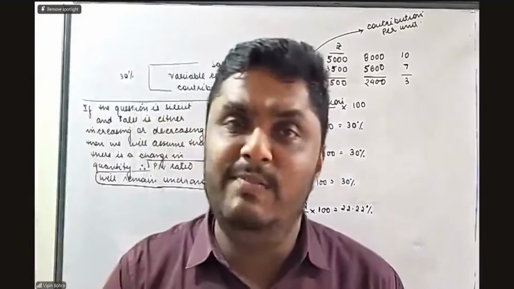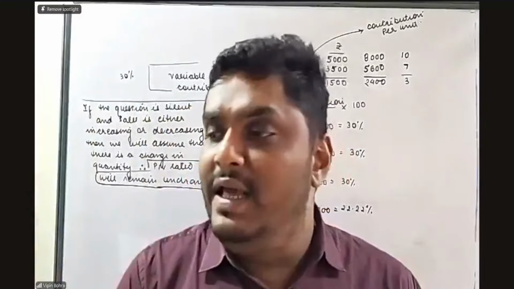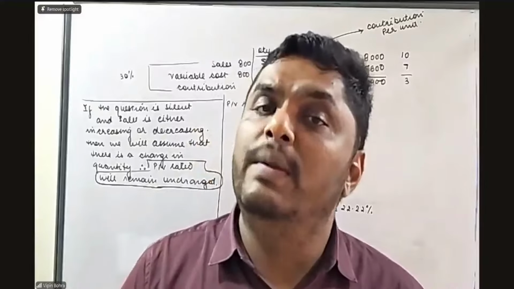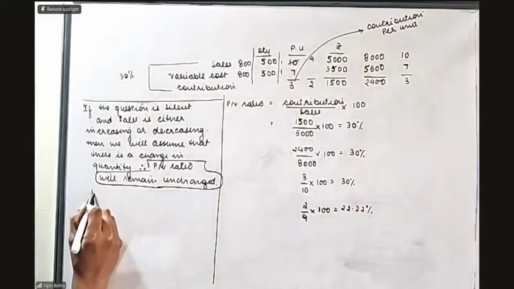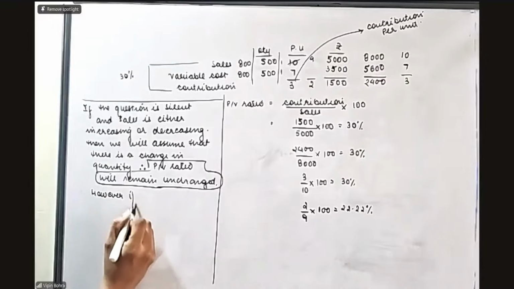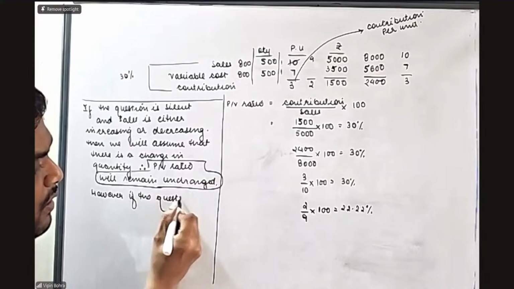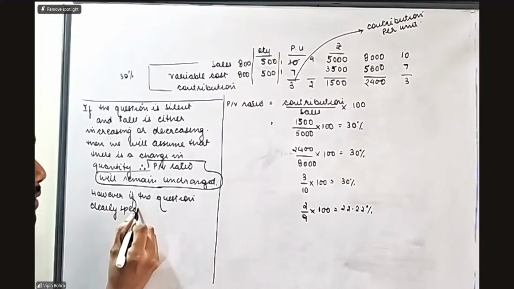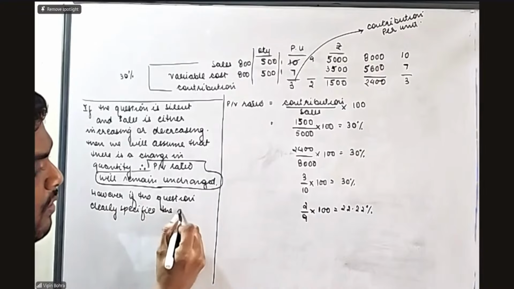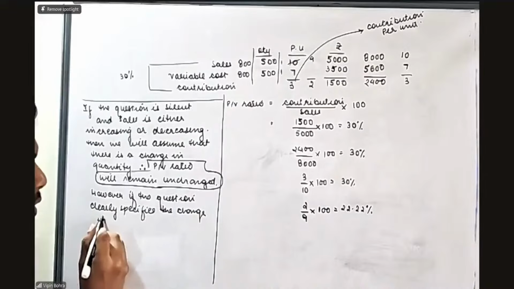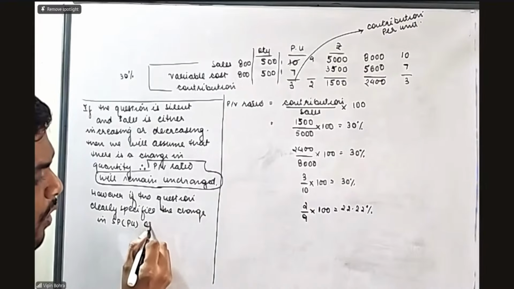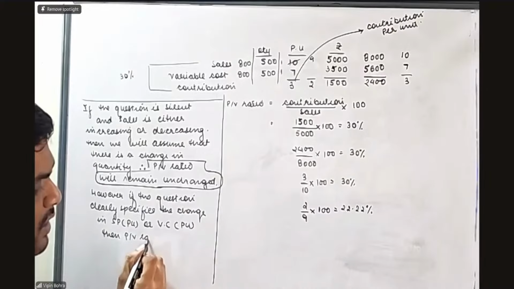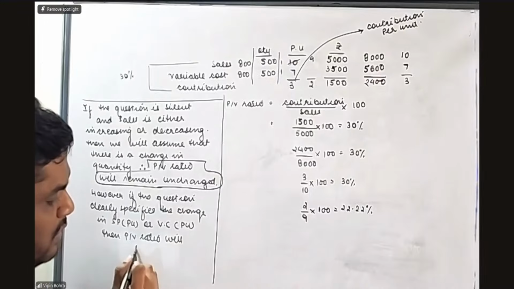However, if the question clearly specifies that there is a change in selling price per unit or variable cost per unit, then only the PV ratio will change.